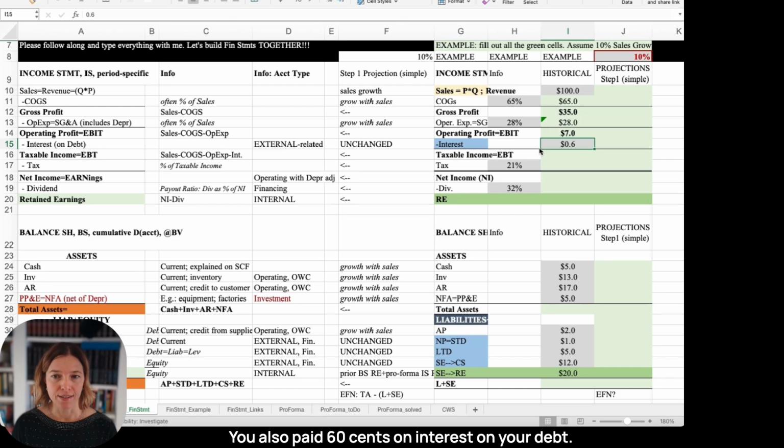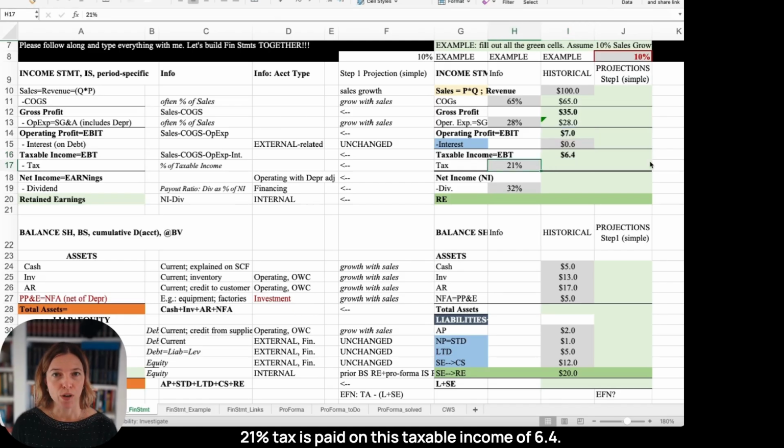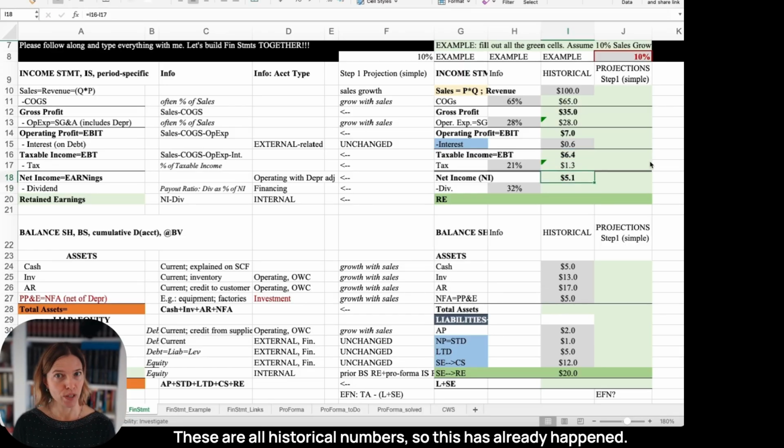You also paid 60 cents on interest on your debt, and these are all hypothetical numbers, so you can think that this is in thousands, so this is 100,000, for example. Your taxable income is then operating profit or EBIT minus the interest. 21% tax is paid on this taxable income of 6.4, so you're going to pay 21% on your taxable income. And this brings us to the biggest summary in accounting: earnings or net income. These are all historical numbers, so this has already happened.